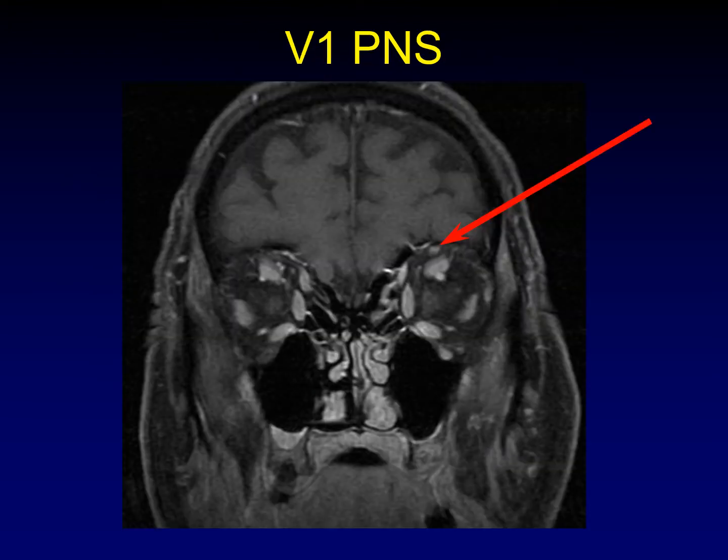It's very hard to see the ophthalmic nerve on MRI unless it's abnormal, so I'm showing you an example of perineural spread along the first branch of the trigeminal nerve, and you can see that there's an extra focus of enhancement right along the roof of the orbit, right where we'd expect the supraorbital canal to be running.